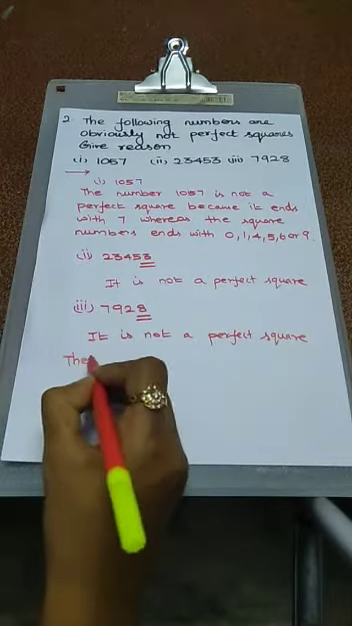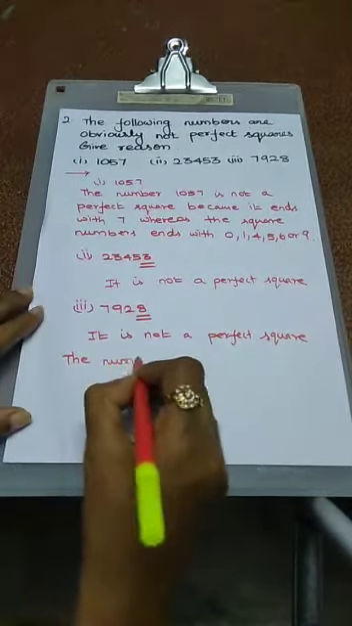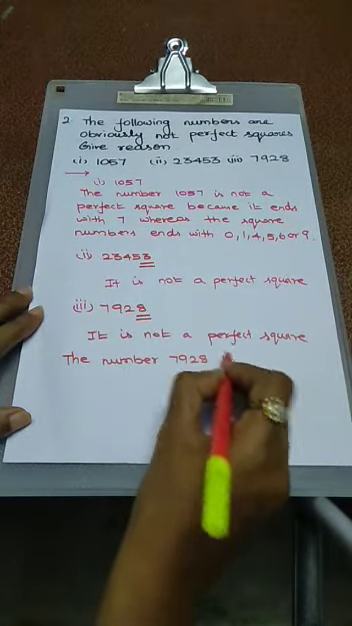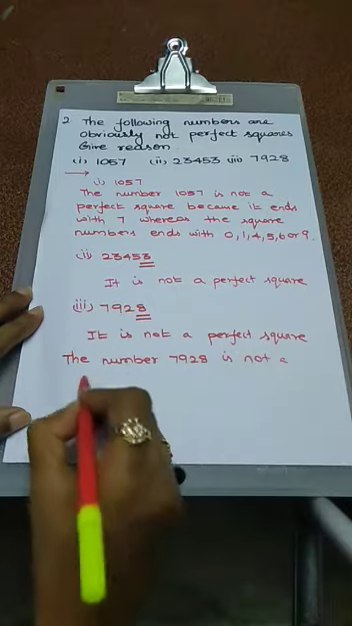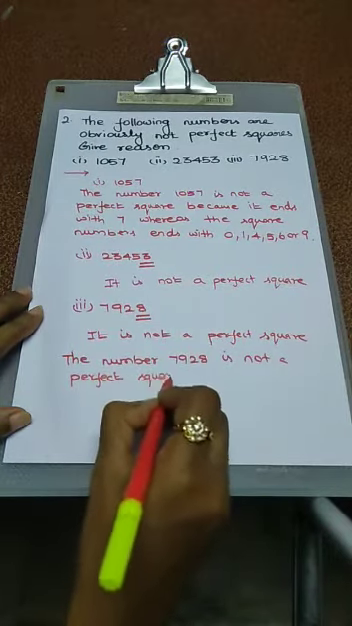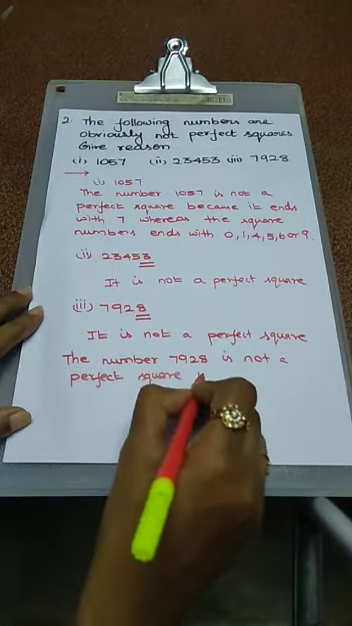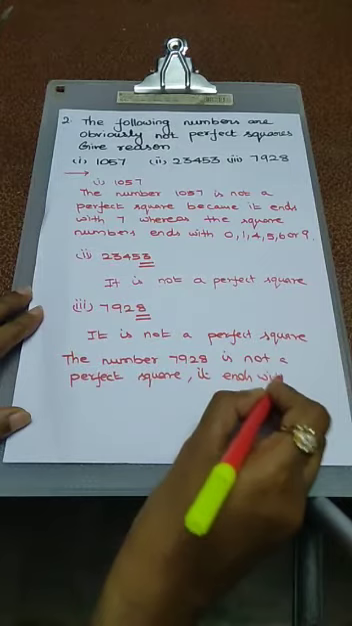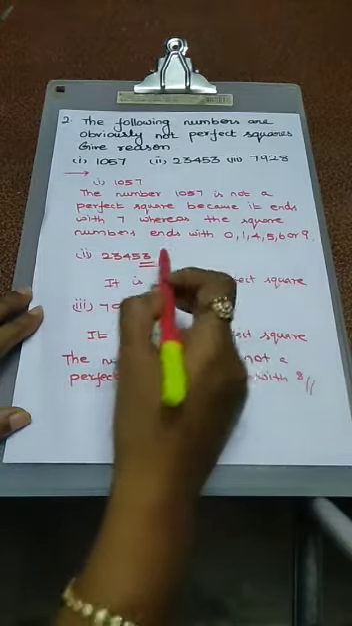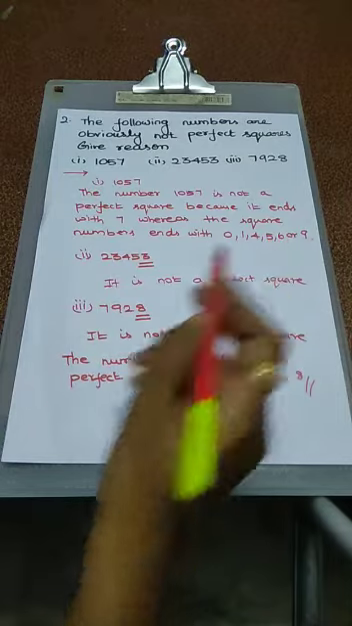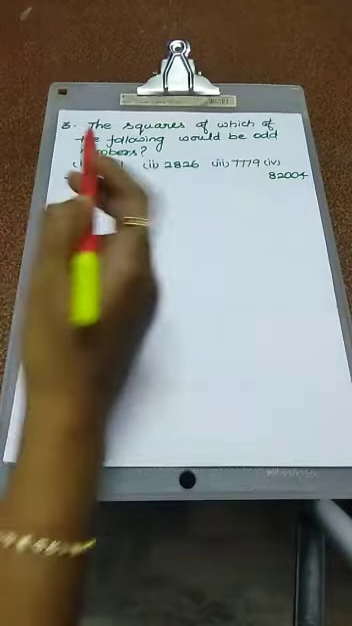The number 7928 is not a perfect square because it ends with 8. A perfect square ends with 0, 1, 4, 5, 6 or 9. That's all. Next problem, the third one.